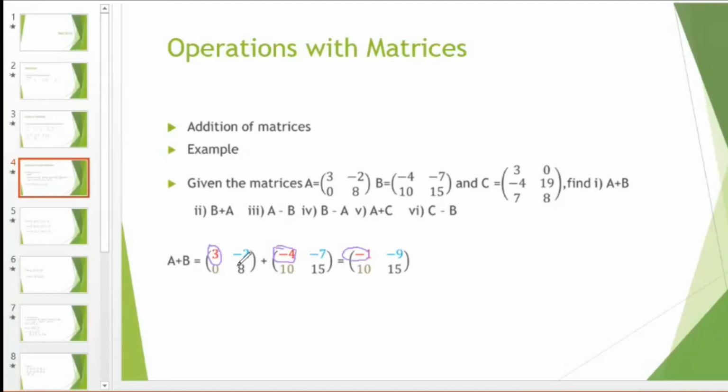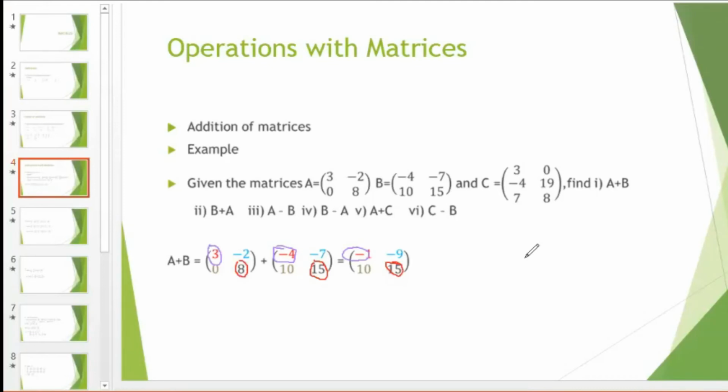Look at 8. This will be 8 plus 15. This is supposed to be 15. This is supposed to be 23. Now the same rules for the addition would apply for the subtraction.